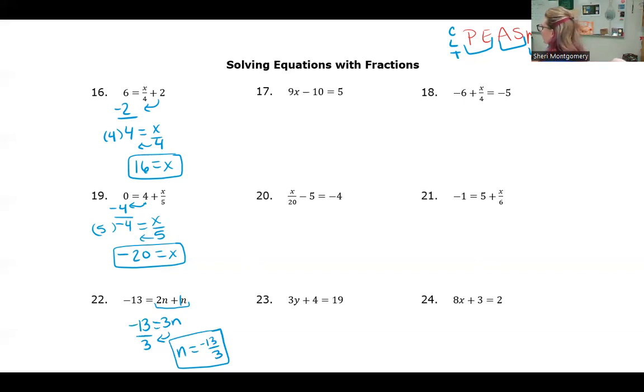We got 25 minutes almost. So all we're doing is finishing this worksheet. About 20 minutes to finish this worksheet.